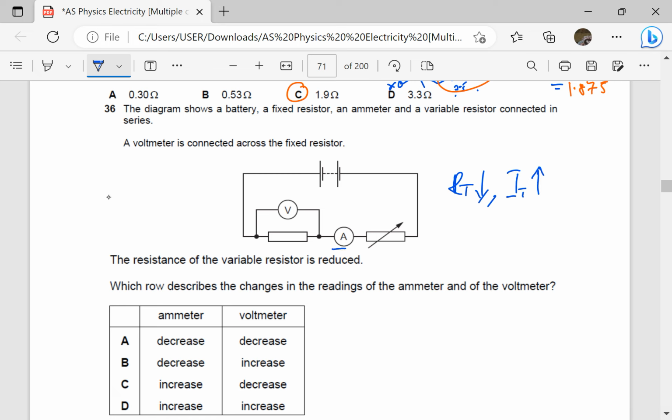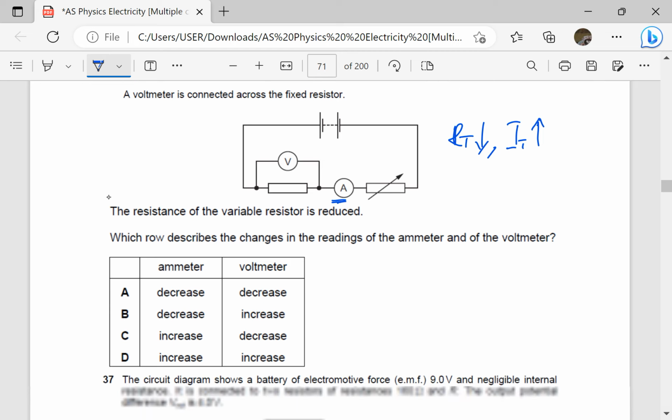What does that mean? The ammeter is connected in series with the battery. That means the ammeter reading must increase. So we cross out decreases. So the ammeter reading has increased.